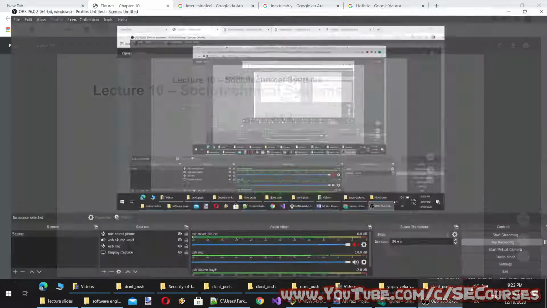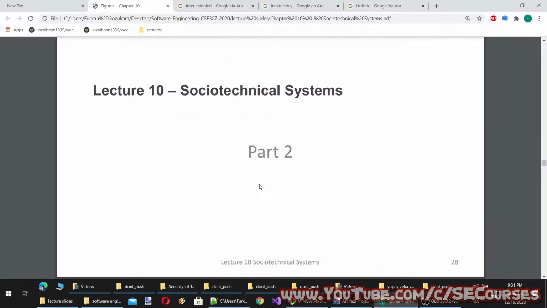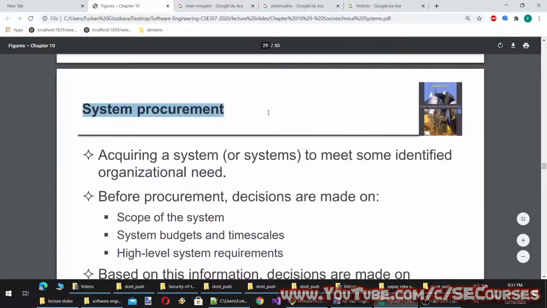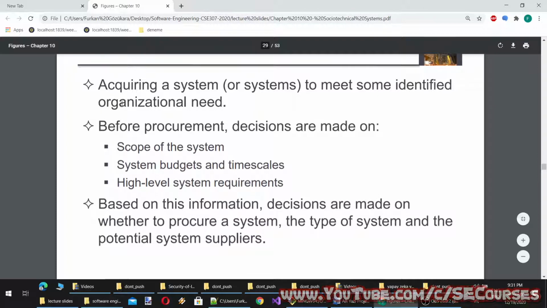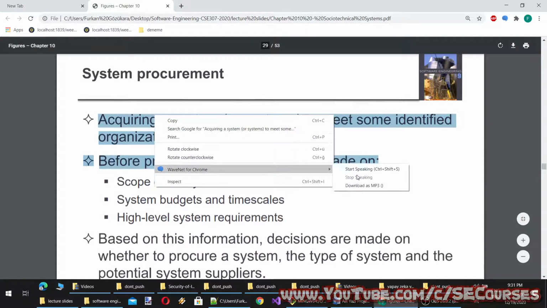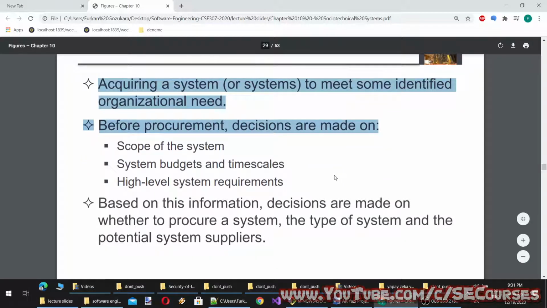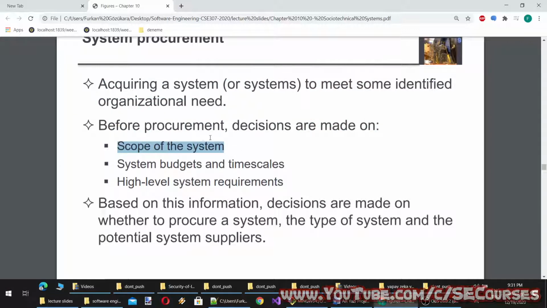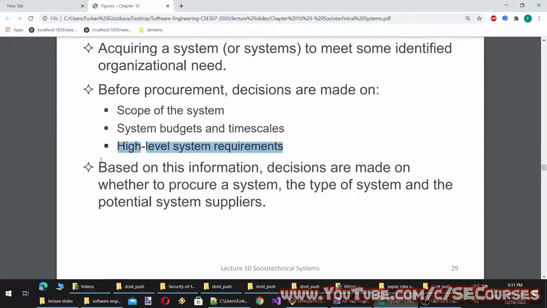So, part 2. Socio-Technical Systems Part 2, System Procurement. Acquiring a system or systems to meet some identified organizational need. Before procurement, decisions are made on the scope of the system, so what will be the scope of the system? System budgets and timescales: of course, before you start system development, you have to plan its budget and timescales. And high-level system requirements.